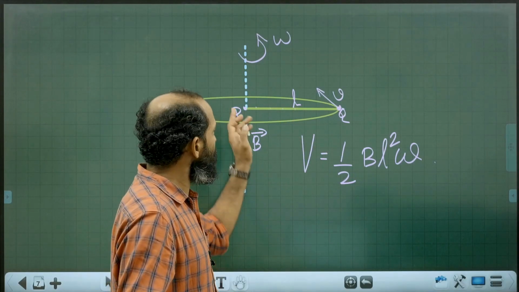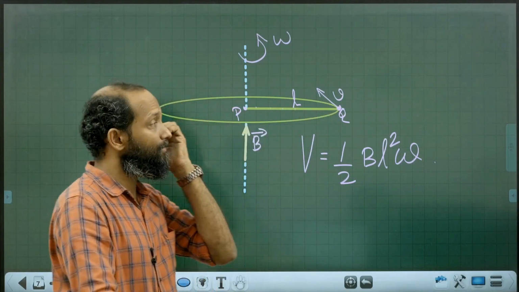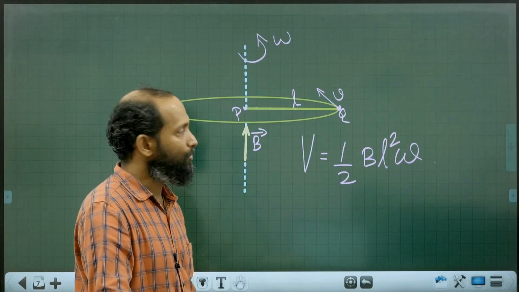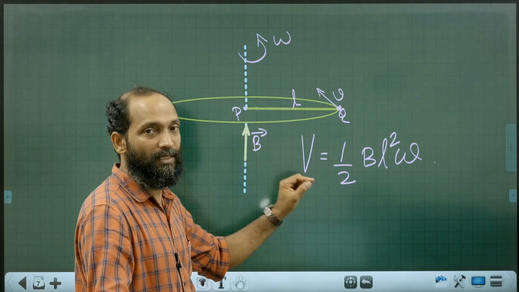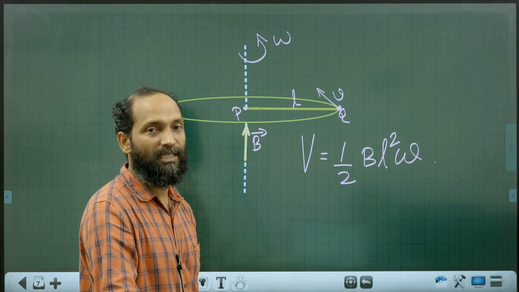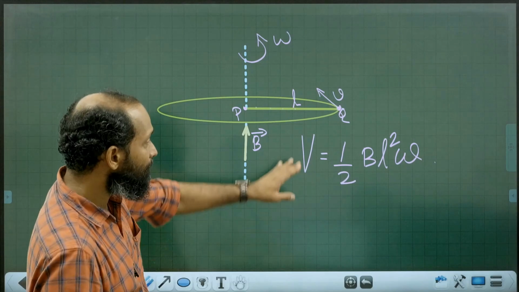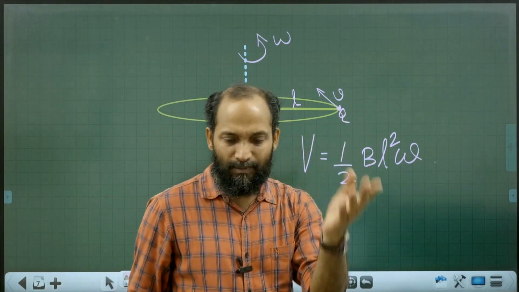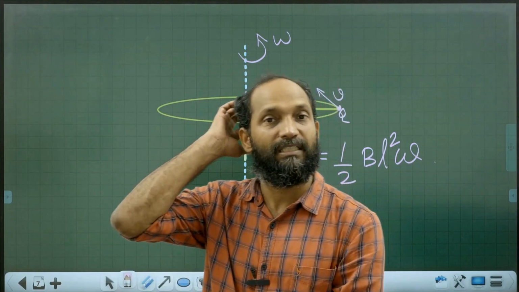That is why you have to take the average speed, since the velocity varies linearly with the distance. You can take V by 2. So half BVL, BVL by 2 is the answer. BVL by 2 is this one.